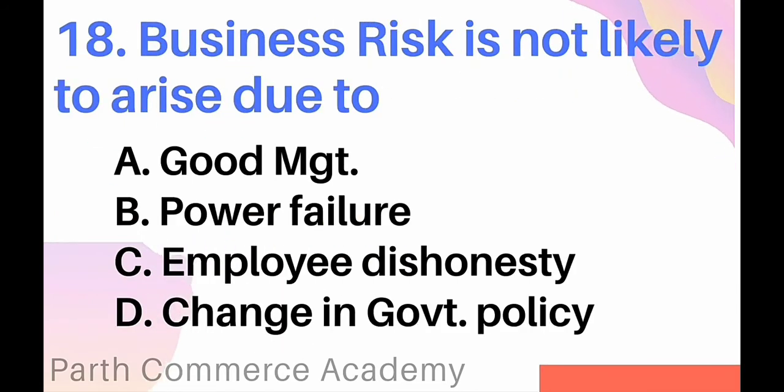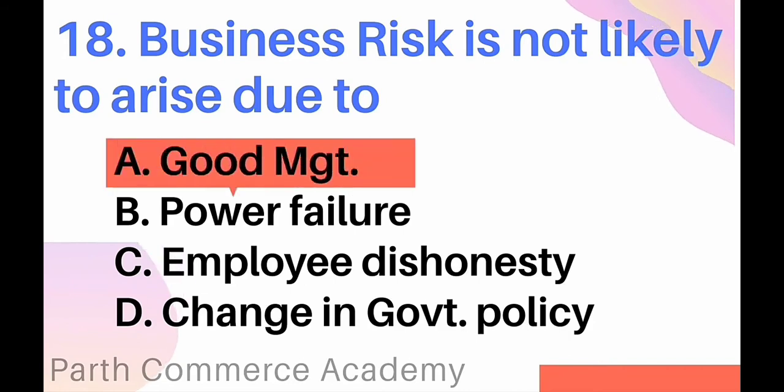Next is, business risk is not likely to arise due to good management, power failure, employee dishonesty, or changes in government policy. So here we know that by good management only we can reduce the business risk. So that's why the correct answer is option A, good management. Other options are increasing the business risk, like power failure. Employee dishonesty is also increasing the chance. Even the changes in government policy are also increasing the business risk.